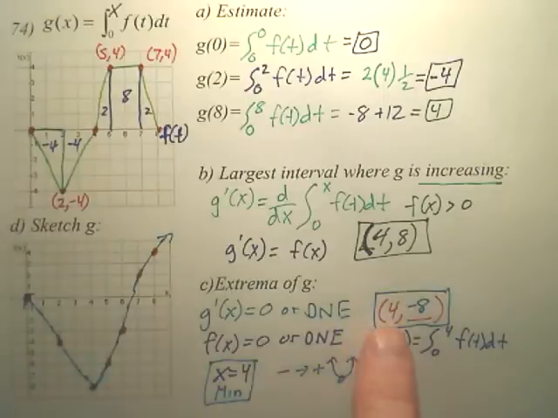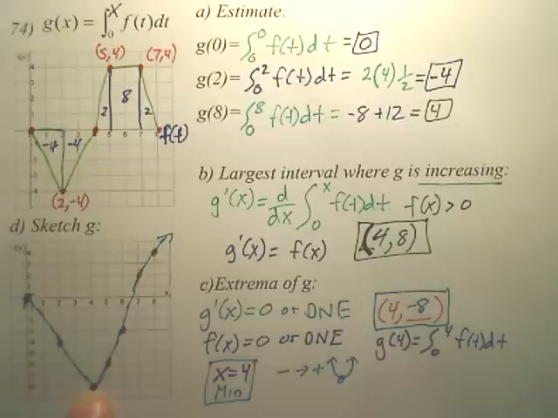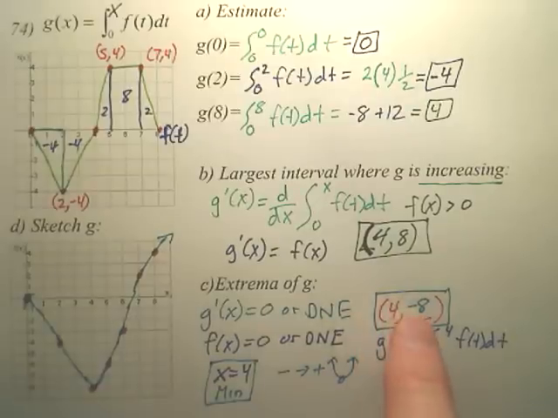Now, look at this graph. This is G, right? Is 4, -8 an extrema, like we said? Yeah. Just like we said, it is an extrema. It verifies this, which is good.